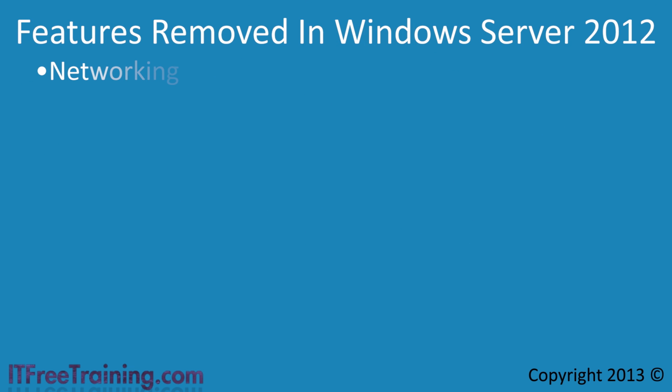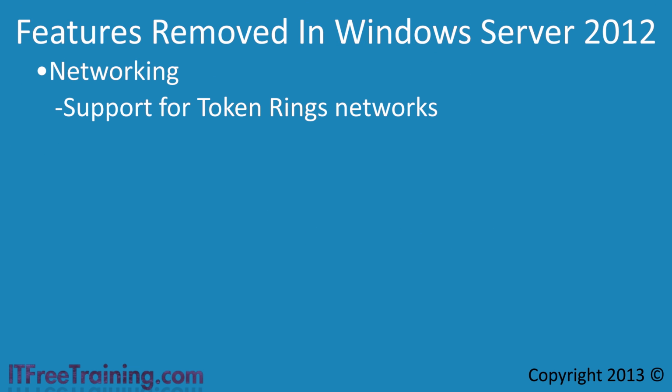For the networking side, support for token ring networks has been removed. Token ring networks were first developed in the 1980s, but due to Ethernet popularity, Ethernet became the clear winner. Nowadays, you would be hard-pressed to find a token ring network, so this should not be a concern.